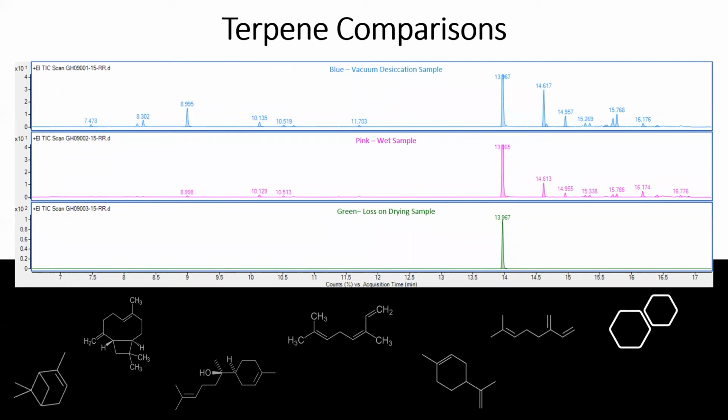So this slide is going to show the spectra for sample 15. The pink spectra is for the wet sample, the blue is for vacuum desiccation, and the green is for the sample that was prepped via loss on drying. Again, like potency, this shows that the loss on drying method compromised the sample much more than the vacuum desiccation method did.